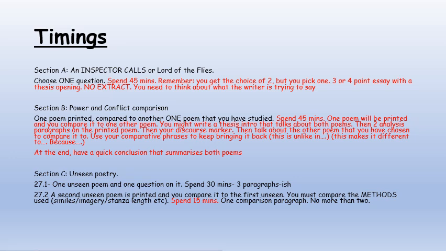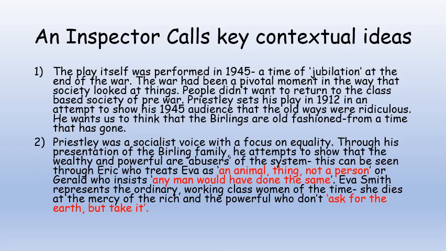When you move to Section C, 27.1 is the first unseen poem, and it has 1 question. Spend 30 minutes, 3 paragraphs roughly. Second unseen poem, spend 15 minutes, compare the first unseen to the second. You've got to talk about methods, okay? So in this whole exam, you will answer 4 questions. 1 on An Inspector Calls, 1 on power and conflict comparison, and then the 2 unseen questions.